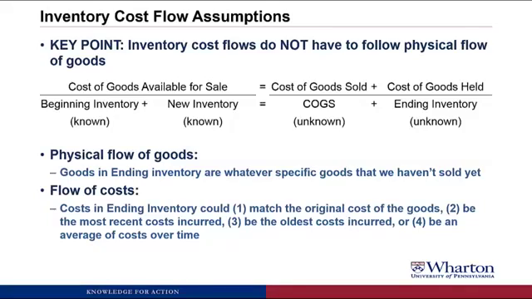And this number 3 is the one that people have trouble with. How could we use the oldest possible banana cost in ending inventory when we have probably the newest bananas that we've acquired? Well, the reason is that the physical flow of goods does not have to match the flow of costs. So make sure you keep that assumption straight.